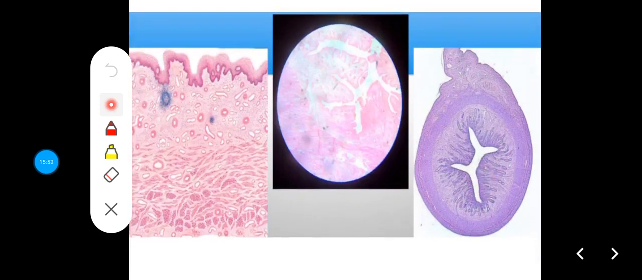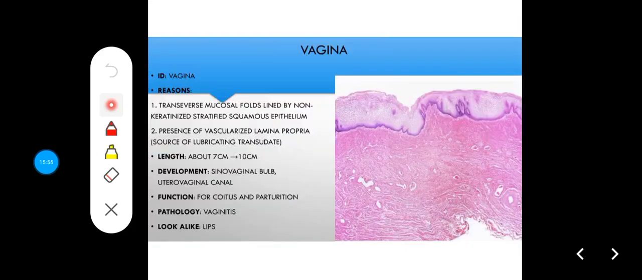Now the next part of the female reproductive tract that we are going to look at is the vagina. So the reasons for identifying the vagina are the transverse mucosal folds, which are lined by non-keratinized stratified squamous epithelium. Then the presence of a highly vascularized lamina propria, which is the source of the lubricating transudate. And then the length is about 7 cm to 10 cm. The development is from the sino-vaginal bulb and the utero-vaginal canal. The functions are coitus and parturition.